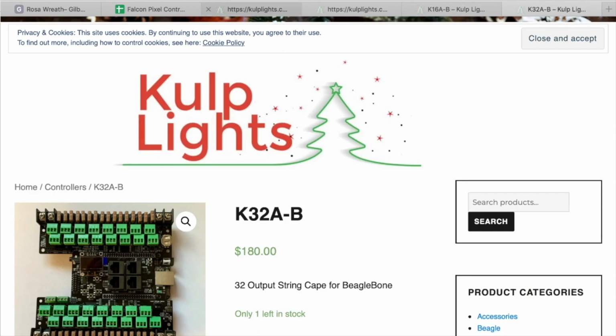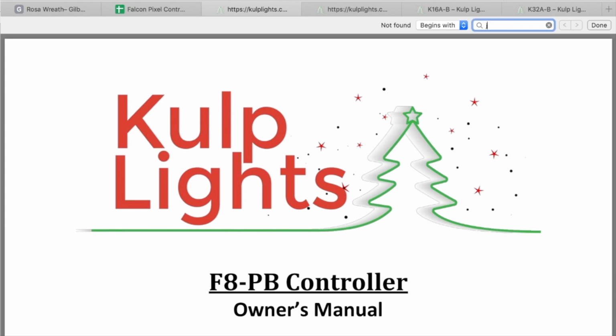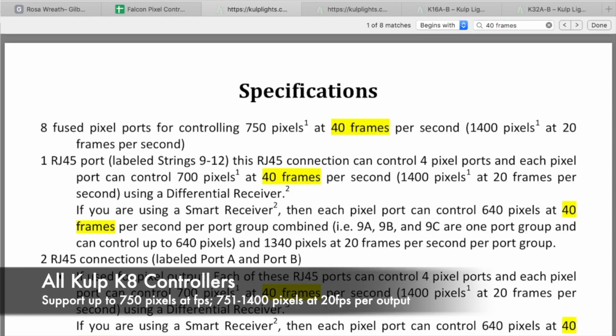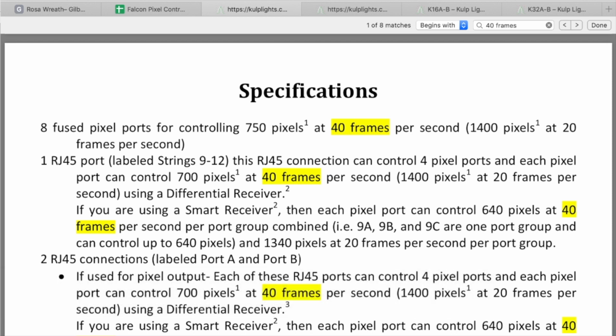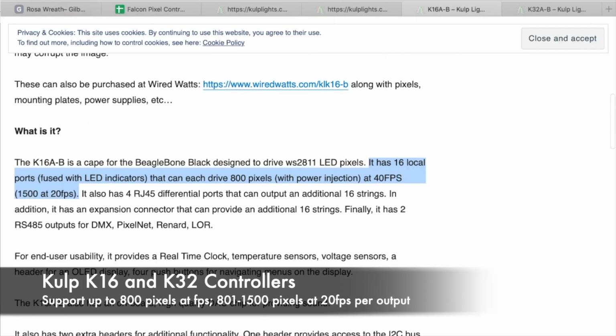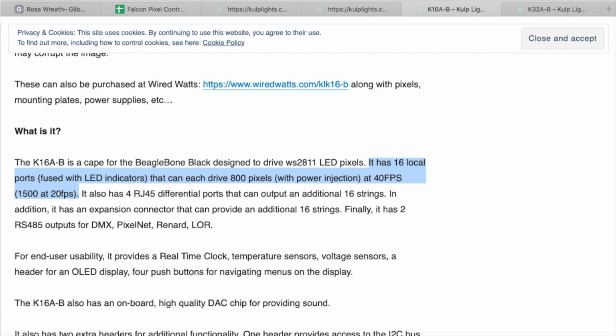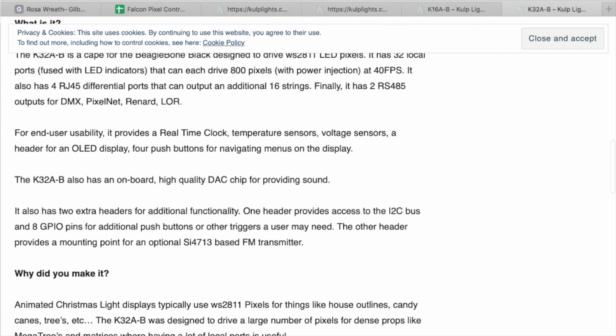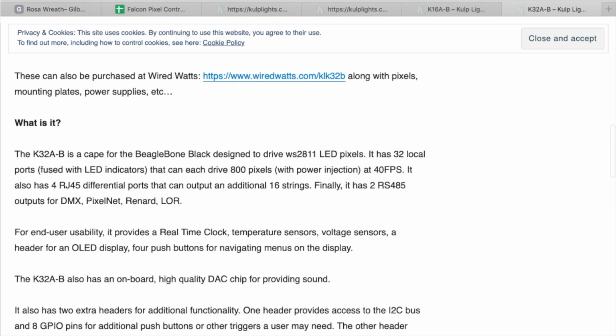In this case, if you go to these manuals and search up "40 frames per second," you'll see that for the Falcon F8s, it can support up to 750 pixels at 40 frames per second. Same thing is true for the K16AB. Here we have 800 pixels at 40 frames per second and 1500 pixels at 20 frames per second. And for the K32AB, it can support 800 pixels at 40 frames per second.